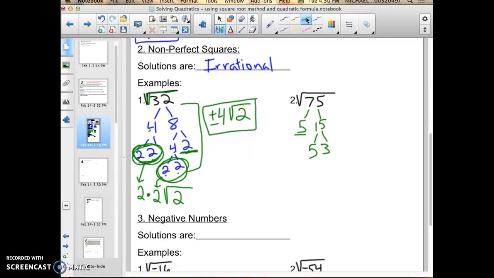So at this point, I would look for pairs. In this case, I see a pair of 5s right over here. So remember, a pair of 5s comes out as the number itself, and then this 3 is left inside the radical. And don't forget your plus and minus. And I am done simplifying a non-perfect squared radical. So at this point, you would be successful in doing this.